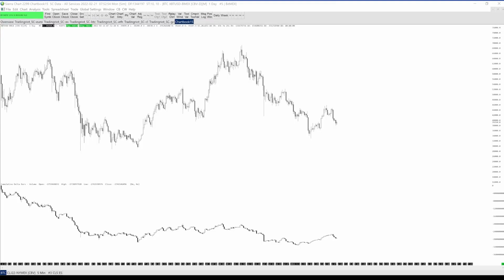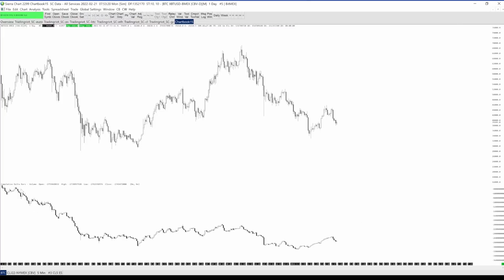Most of the time when I see someone posting a chart with the cumulative volume delta, it's over longer time frames, like the chart on the screen, which is a daily chart on BitMEX. Down here there is a cumulative volume delta indicator, and there's not really any sort of correlation with price. There are some minor details, but overall, the market was mostly ranging, going up.